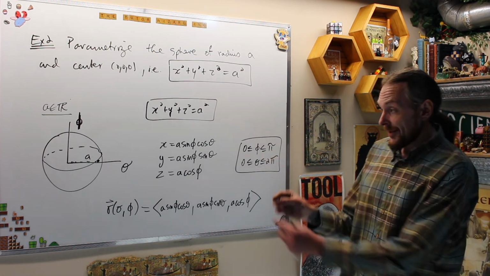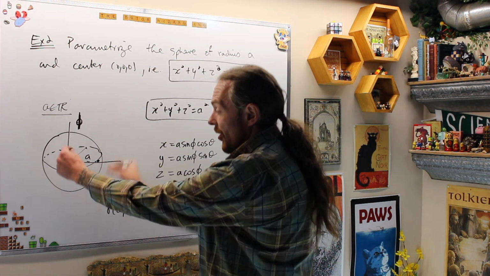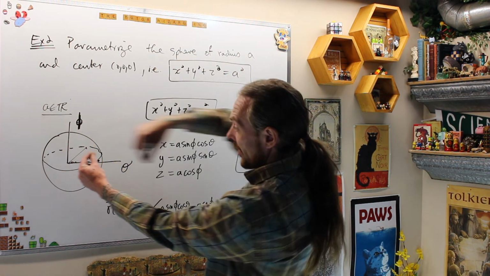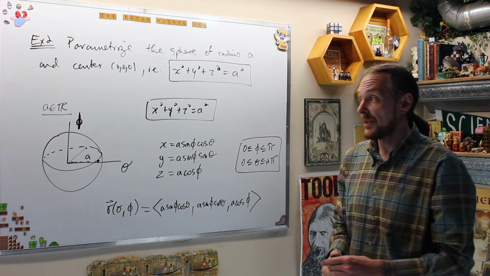Ranging over this and viewing that vector now that we would have from there, it's going to trace out all the points on the sphere all the way around as you go like this, and then from here to here it will trace out every single point on that sphere.